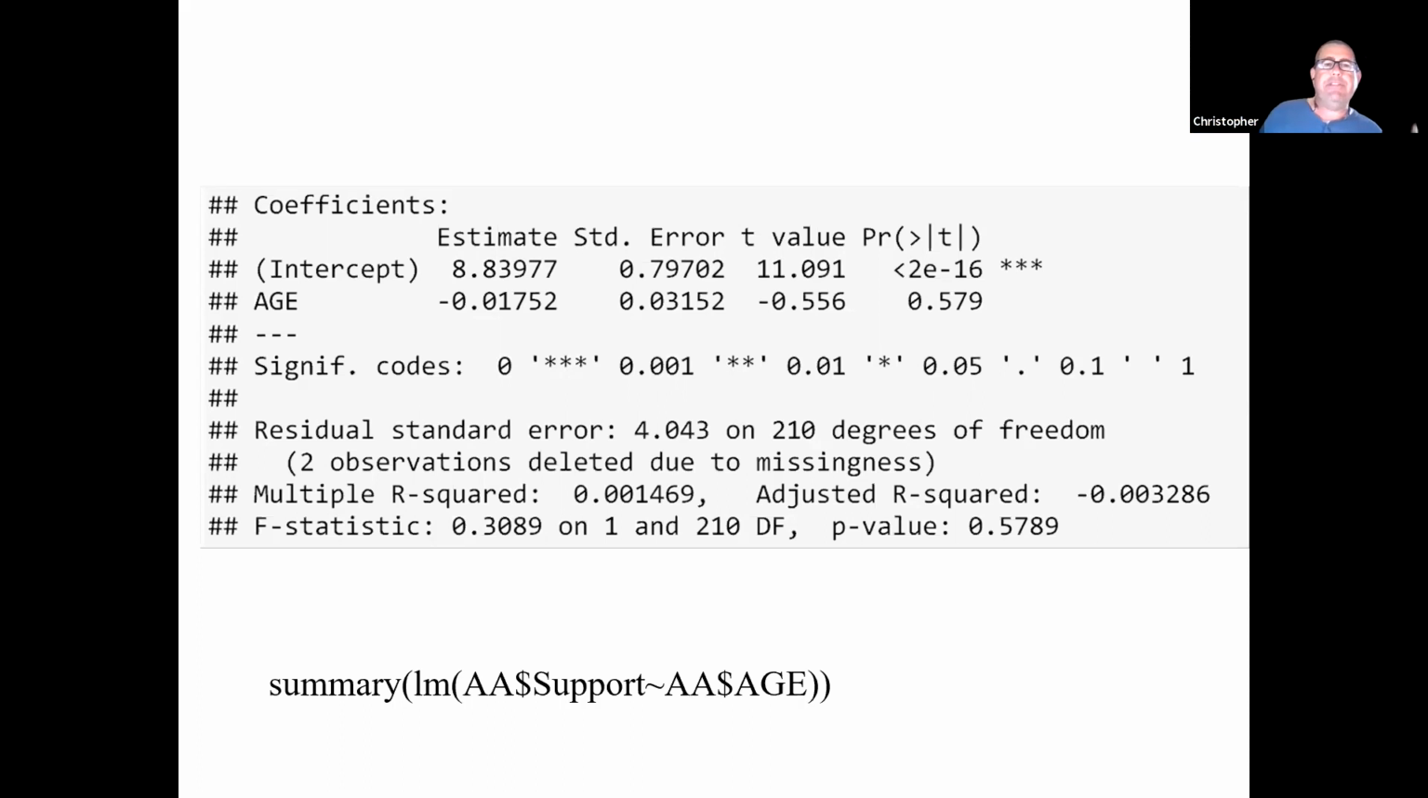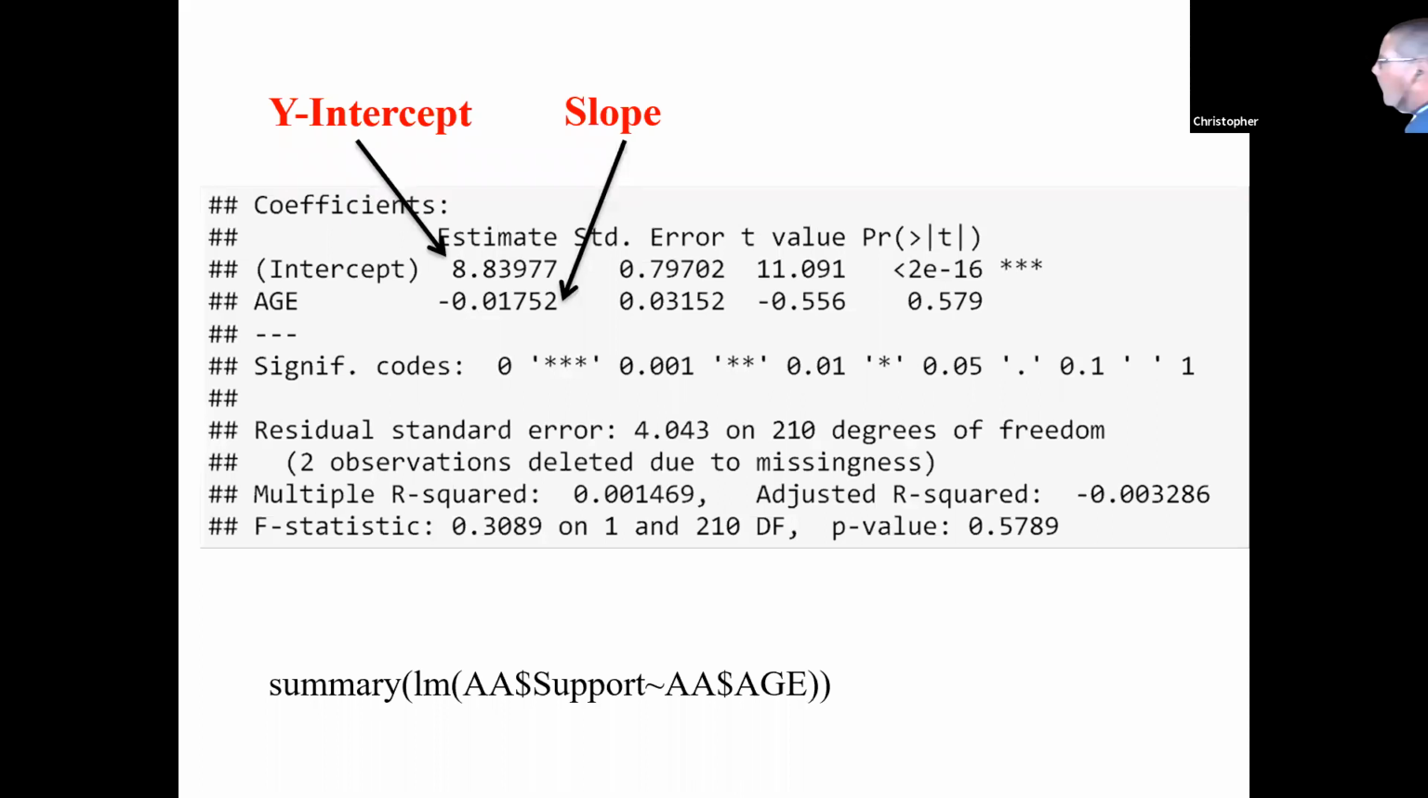You can see the output that we get here. We get the intercept. It says 8.84. Not really, intercepts generally don't have much useful information. And then the slope, 0.02 or negative 0.02. What this means is for every 1 year change in age, attitudes toward affirmative action go down 0.02 points on a 10-point scale.